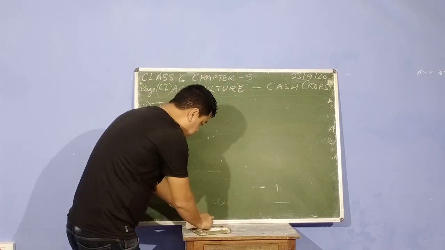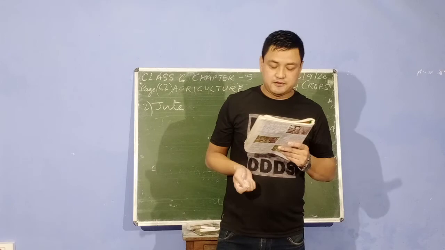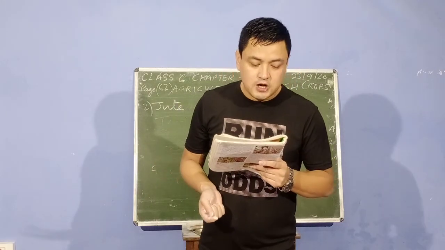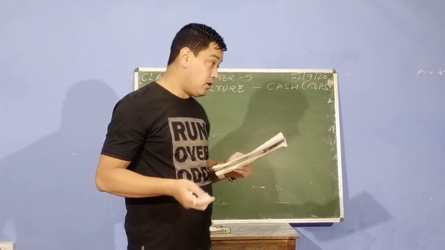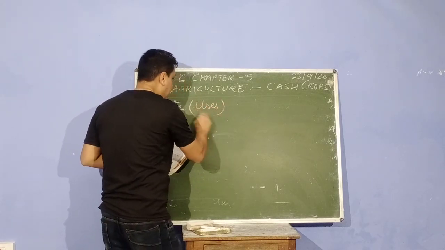So labor needed is also plenty. A large supply of cheap labor is needed for growing jute. Jute is used to make gunny bags. Uses of jute, write it down.